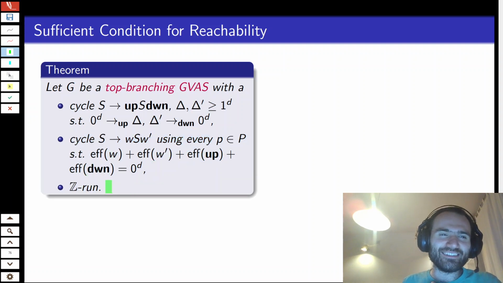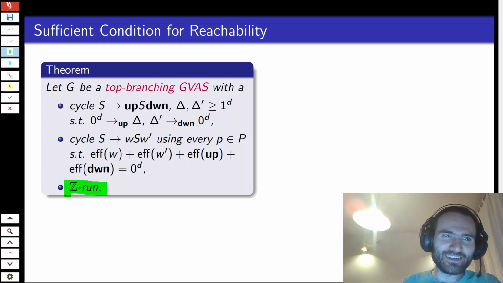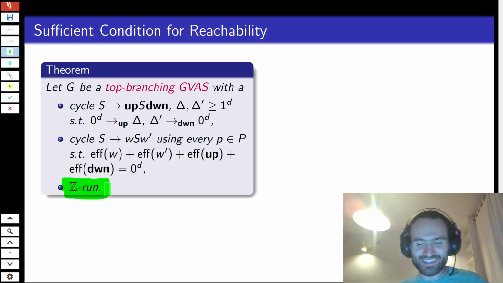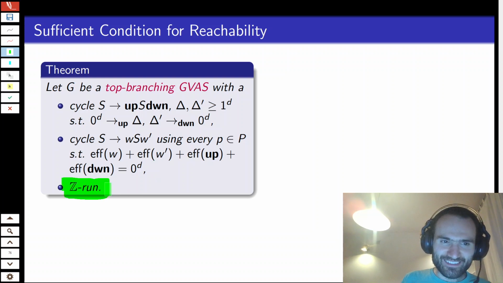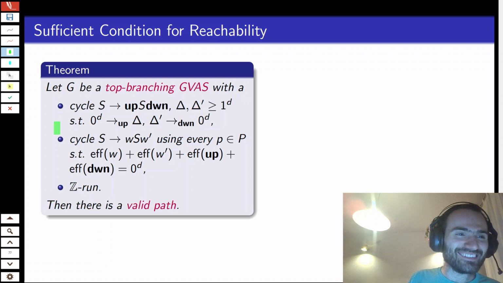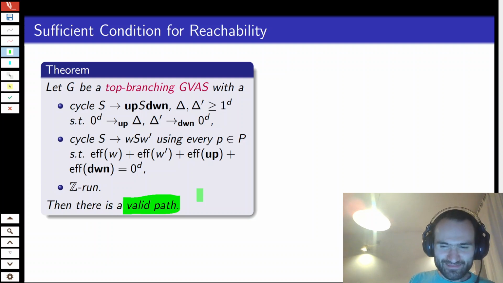And finally, well, probably you expected this one as the first, but I like to state it as the last. And we need to have a Z run. If there is no Z run, clearly there is no run either. Okay. And now the conclusion is there is a valid path.